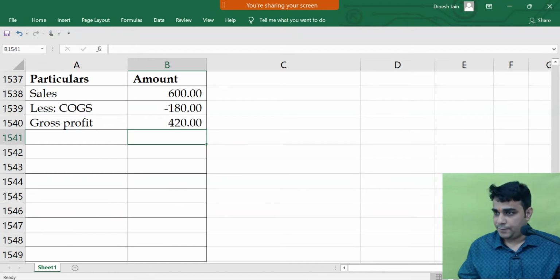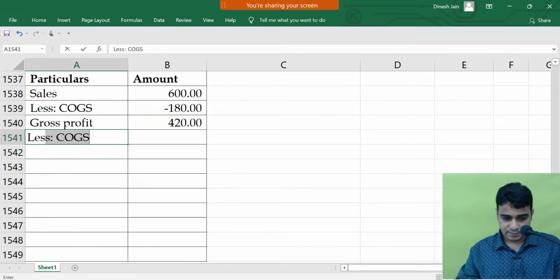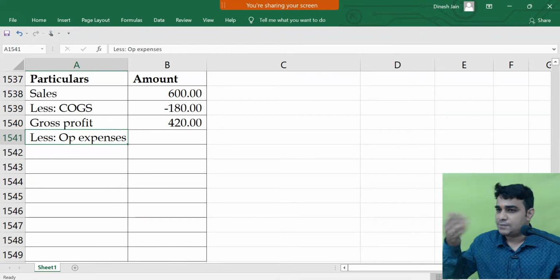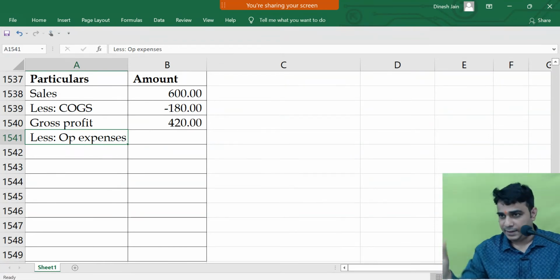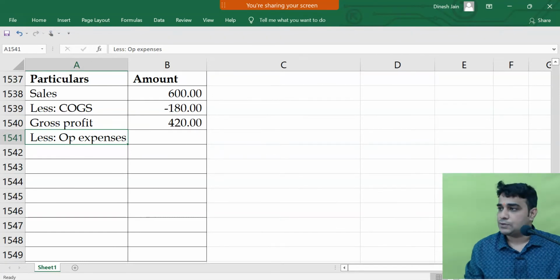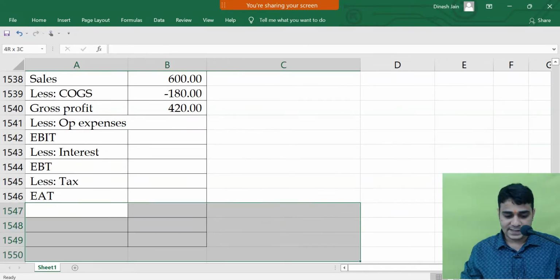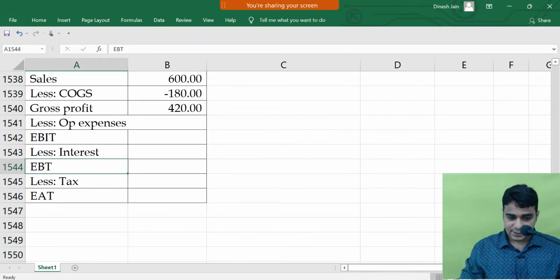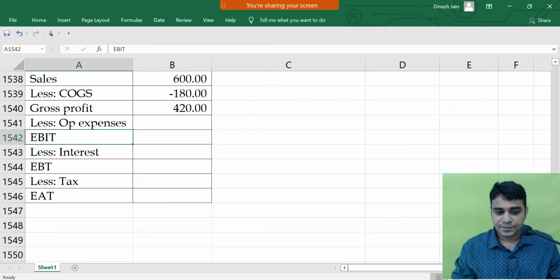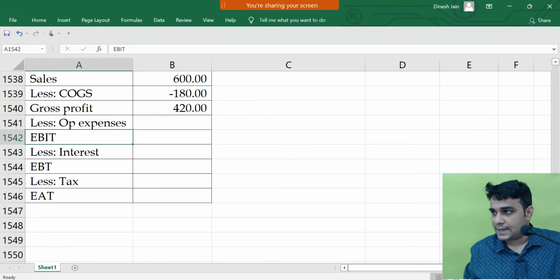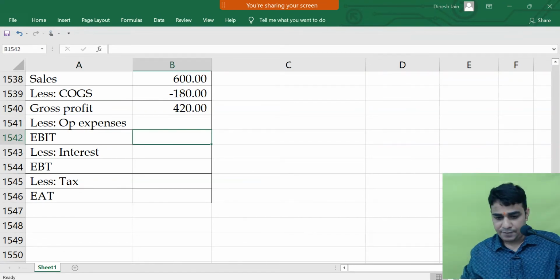From GP, we subtract operating expenses. Your operating expenses will normally go to your P&L, trading and P&L. There are two components of it. So this goes to the P&L part, less operating expense. You may get EBIT, less interest, EBT, less tax, EAT. Your OPEX can become a balancing figure. Somewhere some information is there.